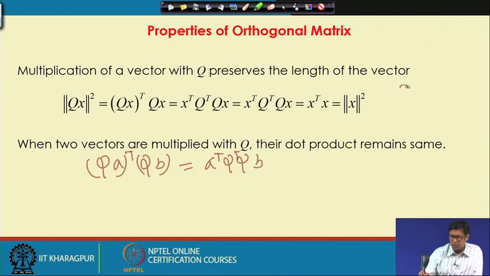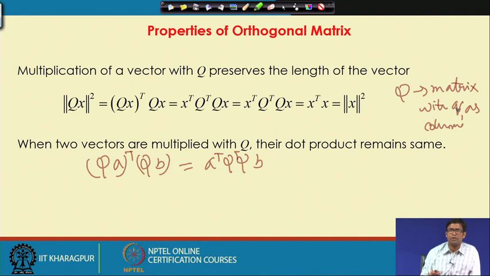Similarly, Q is a matrix with the qi as columns. This small q is a column vector, and when we have a number of column vectors we get the Q matrix, and this Q transpose Q is identity. So this is a transpose b. So the dot product between two vectors remains the same when we multiply both the vectors with Q, and the angle between the vectors should also then remain the same, because, as we have seen with the Cauchy-Schwarz inequality, the dot product is related to the angle between the vectors.